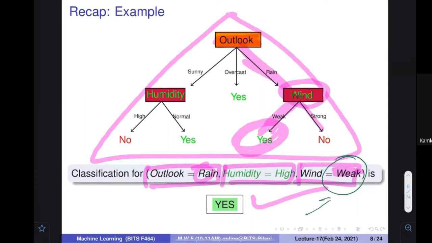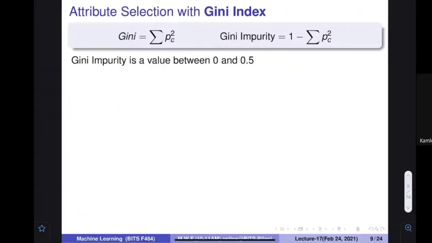Very important thing: in this particular example we have seen that there are missing values. You don't have the value of temperature, so the value of some of the attributes is not specified. But even then, this particular tree is built in such a way that it can provide you the right classification. So hope that is clear from the last class.